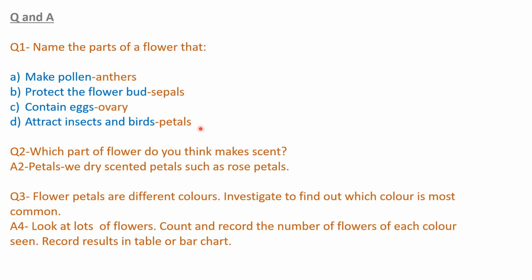Which part of the flower do you think makes the scent? Petals. We dry the scented petals, such as rose petals, for example, that make the scent. Flower petals are of different colors. Investigate to find out which color is most common. You have to look at a lot of flowers, count and record the number of flowers of each color you have seen, and investigate which color is most common, and record that result in your table or in your bar chart. That's the investigation. You can do it on your own.